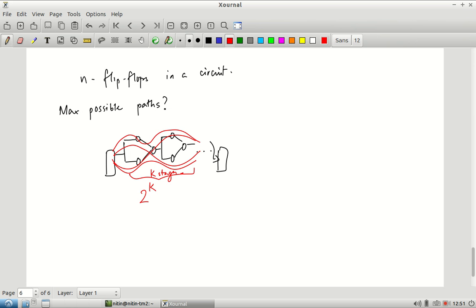That does not mean the problem itself is hard. All that means is enumerating them and trying to find out the maximum path is a bad idea. It turns out there are much better and simpler algorithms which actually give you the optimal answer, right? You can actually find out the longest path between this pair of registers without enumerating all of them.